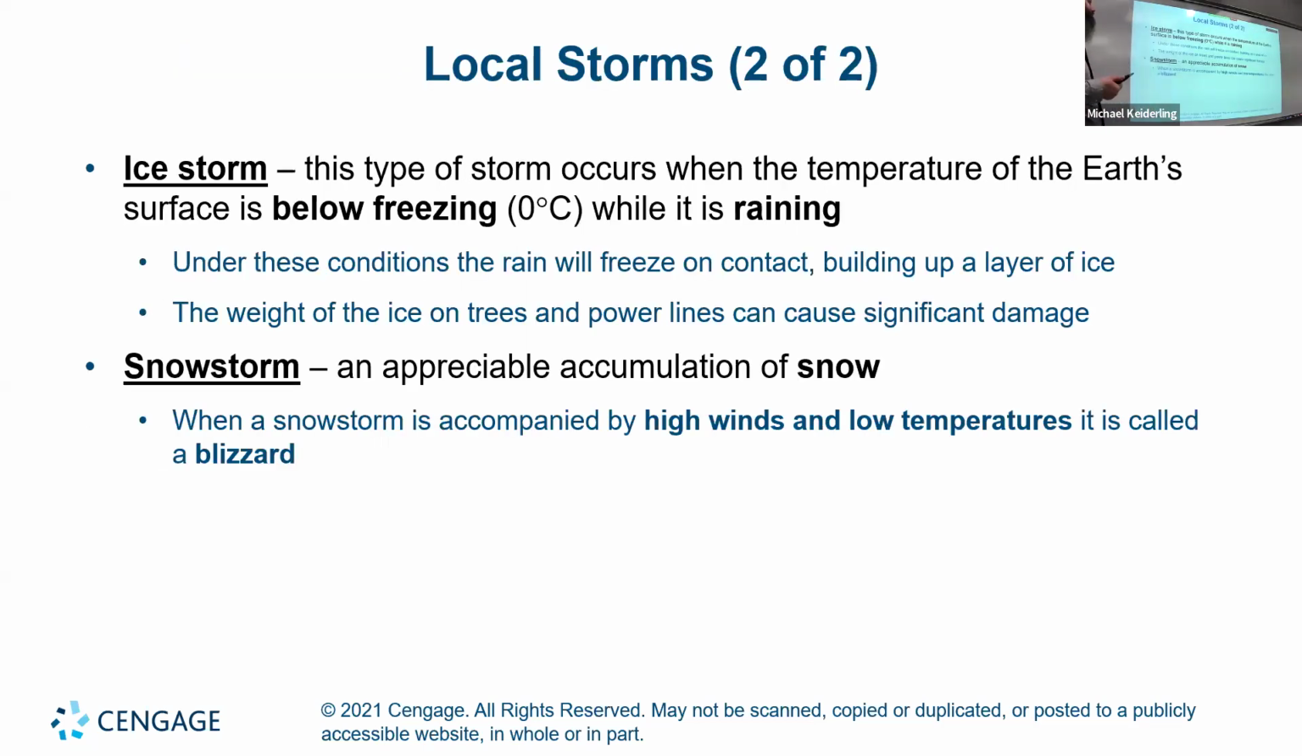So here are some other examples of local storms. An ice storm occurs when the temperature of the Earth's surface is below freezing while it's raining. So the rain will freeze on contact, coating everything in ice. And the weight of the ice on trees and power lines can cause significant damage because it doesn't fall off. It sticks. A snowstorm is an appreciable accumulation of snow. If a snowstorm also has high winds and low temperatures, it's called a blizzard. So you need to have a lot of snow and high winds and low temperatures for it to be a blizzard.